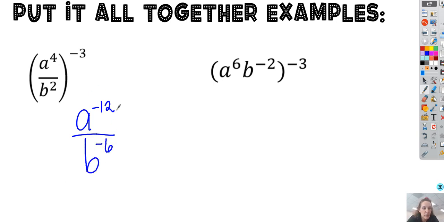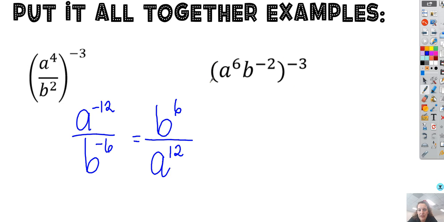So this is all great, except we cannot leave negative exponents in our final answer. So to get rid of the negative 12 exponent, I'm going to send a to the 12th to the denominator, and it becomes positive 12. And then I'm going to send b to the negative 6 up to the numerator, so it's going to become b to the positive 6th. So by simply reversing that fraction, by doing the reciprocal, by sending the denominator up to the numerator and the numerator down to the denominator, you can get rid of those negative exponents.